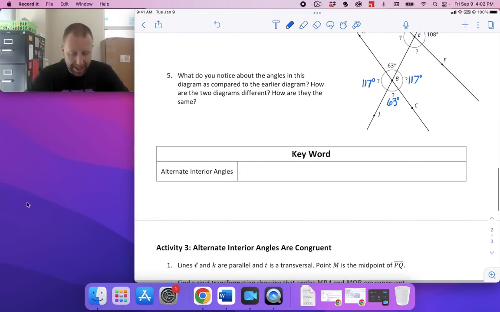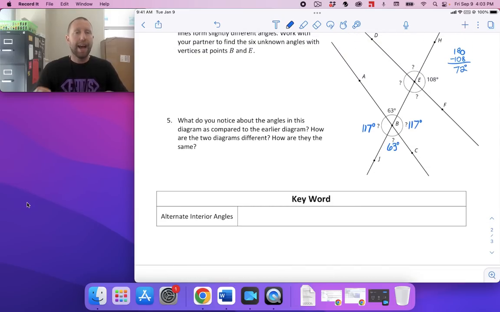It says, what do you notice about the angles in this diagram as compared to the earlier diagram? Well, with the earlier diagram, the angles were all the same. For this diagram, they're not. When I say all the same, I mean at the two different intersections, they were all the same. But this time we had different numbers. If I filled those back in here, this was 72, this was 72, and this was 108. They're not the same at the two different intersections anymore, because now they have non-parallel lines, so they're not going to be the same angle.